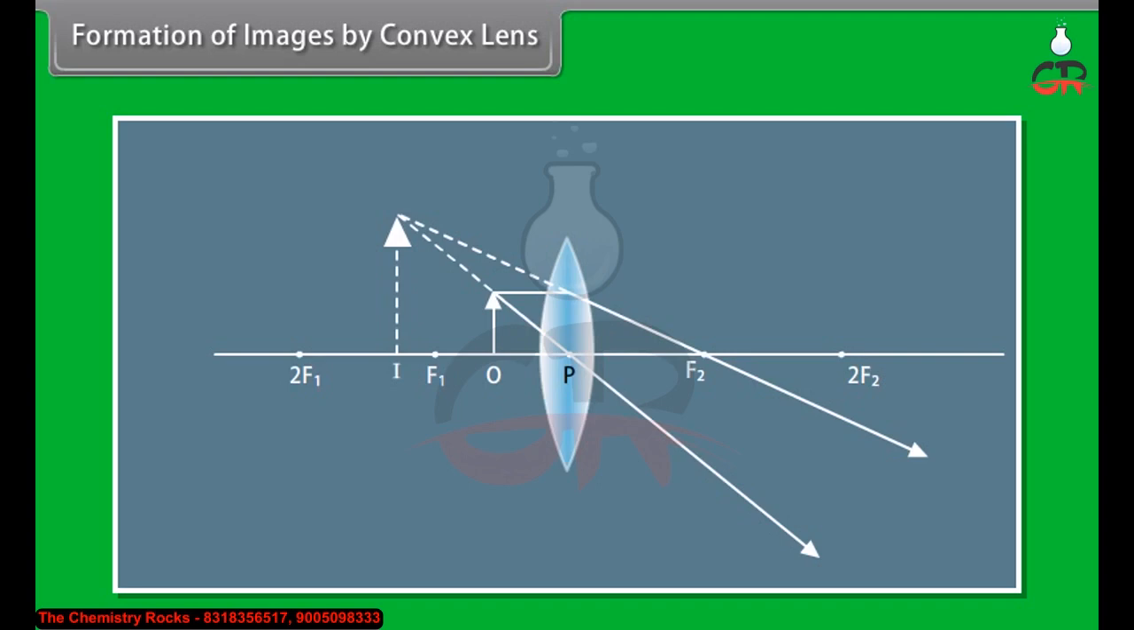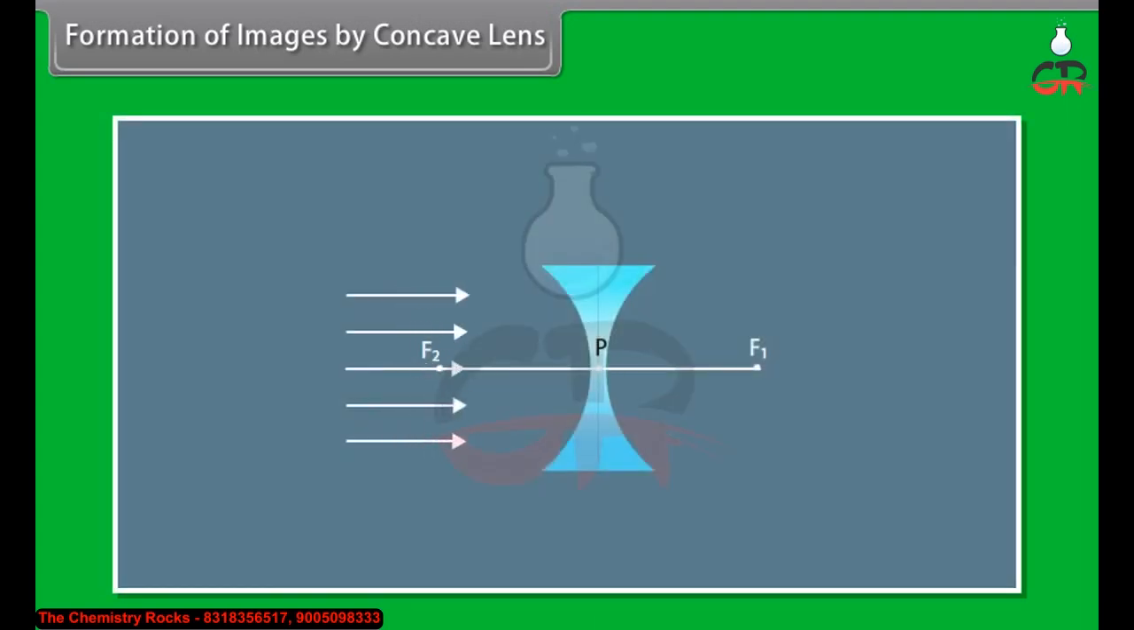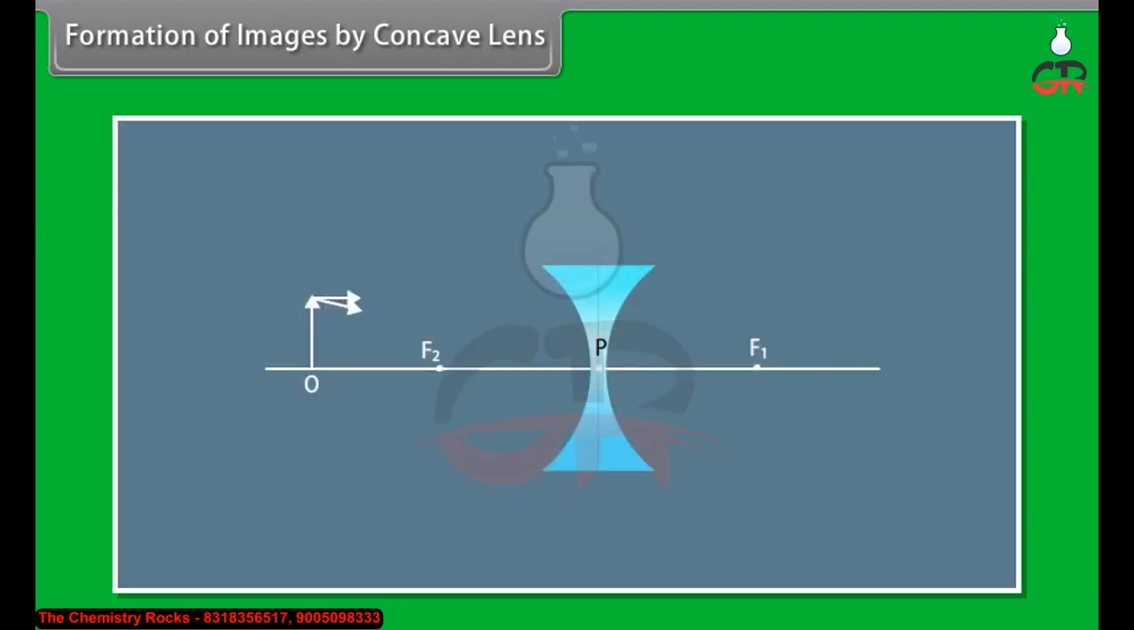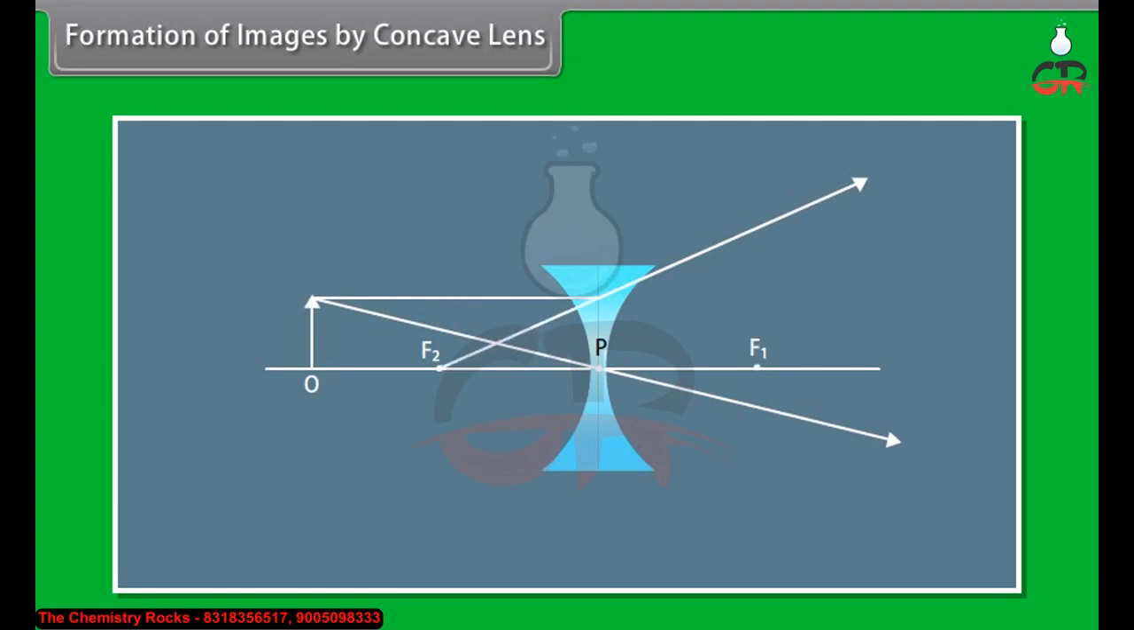Formation of images by concave lens. When the object is placed at infinity, then the image is formed at F on the same side. The nature of the image is virtual, erect and diminished to a point. When the object is placed at any distance, then the image is formed on the same side between the optical center and F. The nature of the image is virtual, erect and diminished.